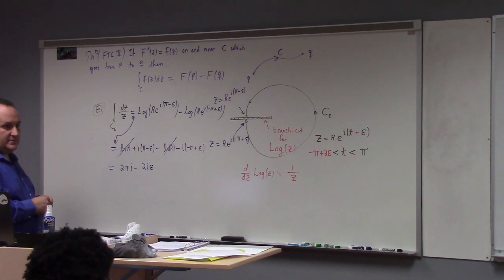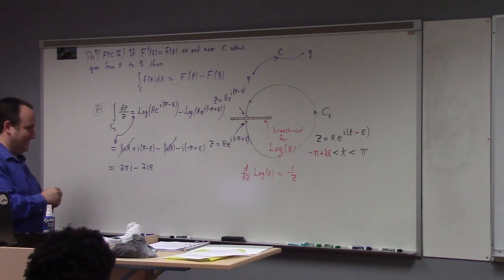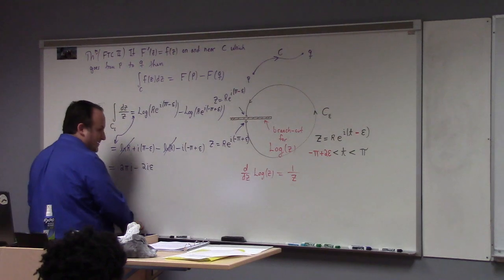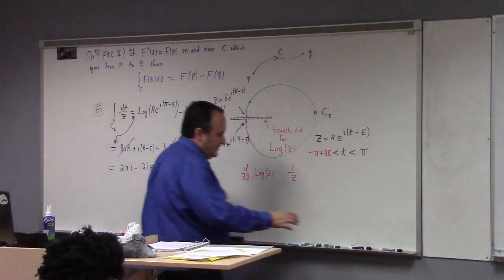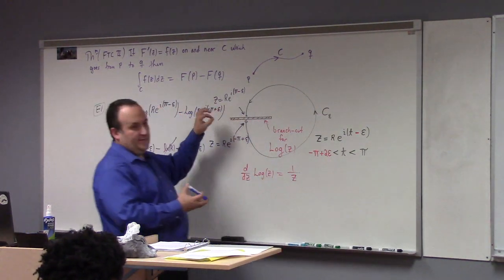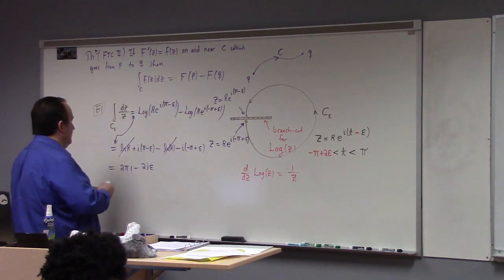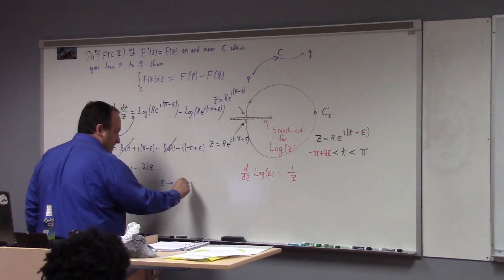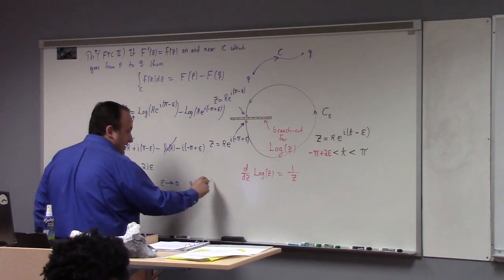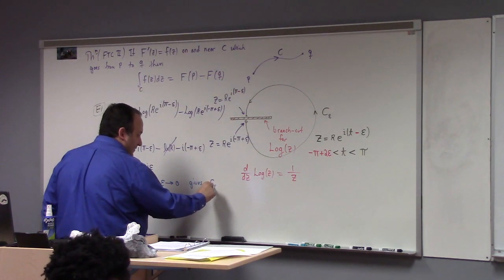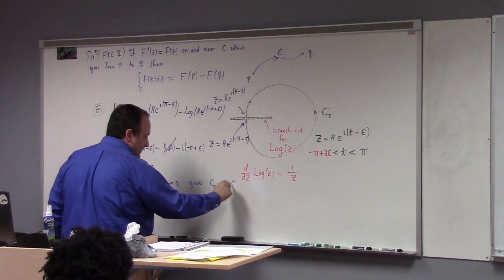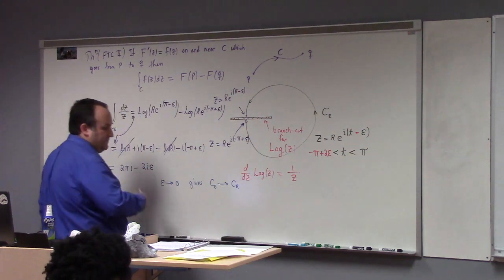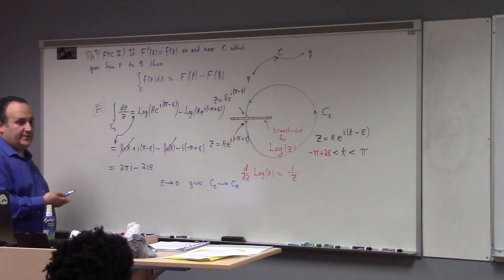Do we agree? Disagree? Ambivalent? All right, so then what happens as epsilon goes to 0? If you think about it, the circle of radius epsilon is going to go to the full circle of radius r, right? Like the full thing, all the way around, right?